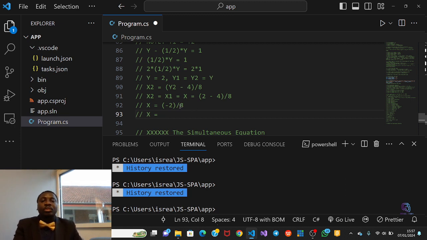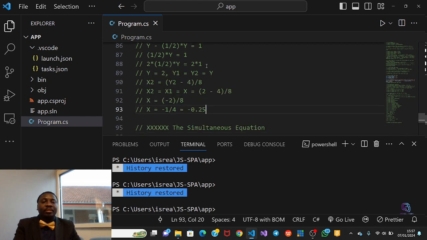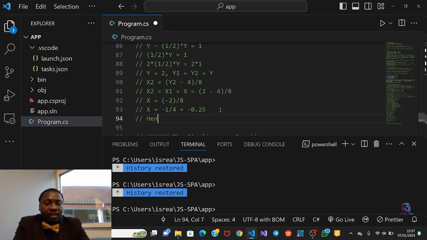So 2, how many 2 will give us 8? That's 4. So that will be what? Minus 1 divided by 4. So x is now minus 1 divided by 4. So in decimal, it's the same thing as minus 0.25. So we got x and we got y. So y is 2. So then say hence y is 2 and x is minus 0.25.